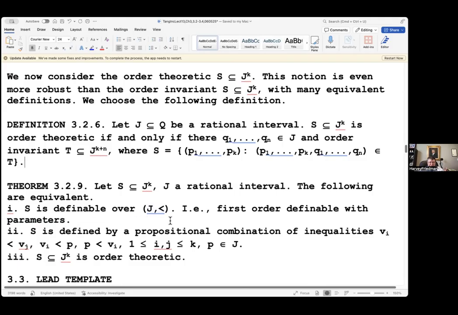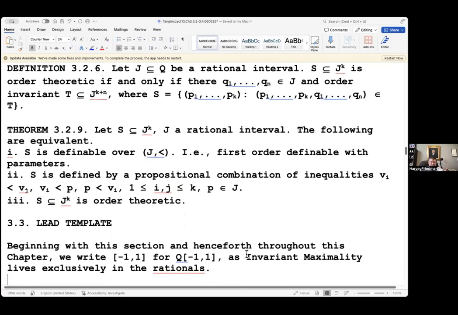For instance, first order definable with parameters, right? And defined by a propositional combination of inequalities vi less than vj, vi less than p, and p less than vj, where the p serve as parameters in the interval. Okay, so that's some elementary stuff that needs to be said.